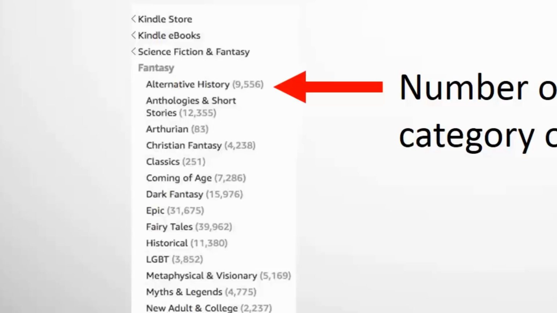The book category alternative history contained about 9,500 books in the category. And that is very important information because it gives you a measure of competitiveness of each of these categories. Or when you do it for a specific search term, it gives you a feel of in what categories the competitors have placed their books about the same topic.